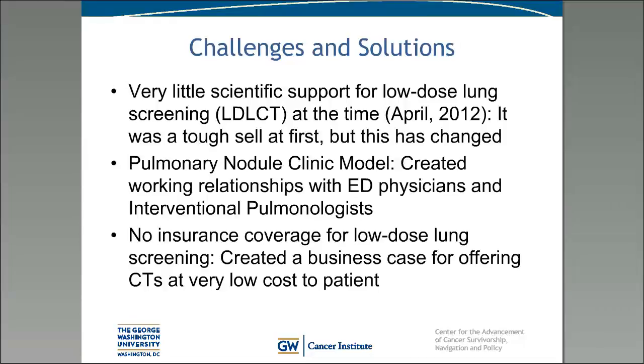Another challenge that we've seen: various organizations, the American Cancer Society, NCCN, the Lung Cancer Alliance, and the American Lung Association, started to endorse low-dose lung CT screening almost immediately after we performed this needs assessment. We started to offer low-dose lung CT screening to the public, and we were able to create a business case that, even though it's not covered by insurance and we were offering it at a very discounted rate, we were going to get these patients in earlier. They would have a better quality of life if diagnosed earlier, and it would be a lot less cost, a lot less burden on the system, the patient, the family, everyone involved, if we could diagnose earlier.